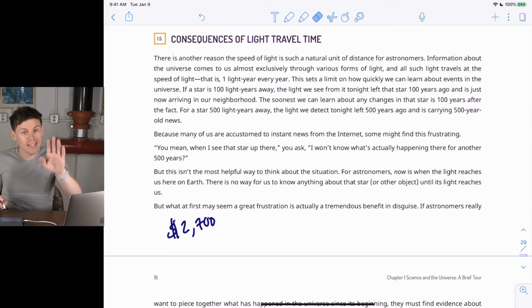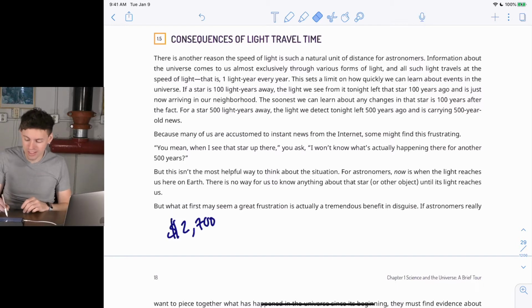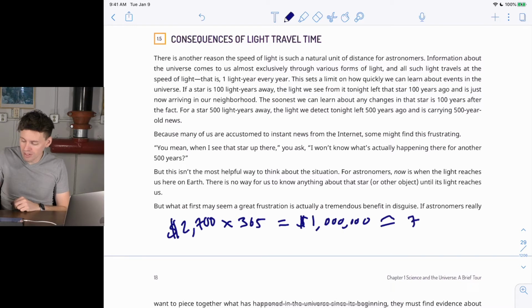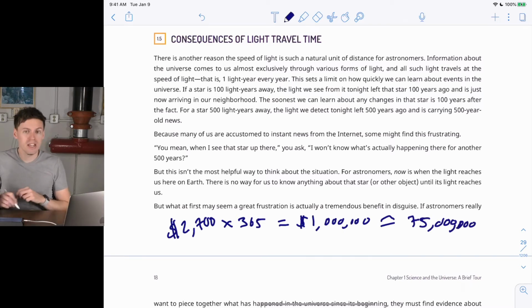$2,700 a day for 1 year, times 365 days, gets you to $1 million. You could live the best day of your life all the time for $2,700 a day. That's $1 million you'd spend in a year. So you'd only need about $75 million to live the best day of your life every day for all of your life. It's about $70 million, $75 million.